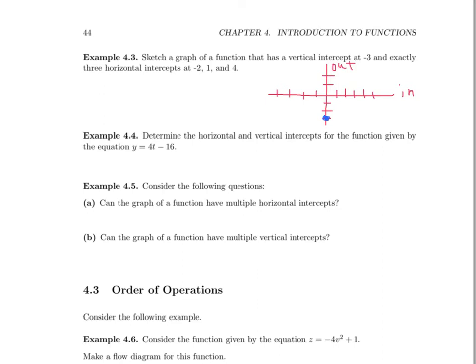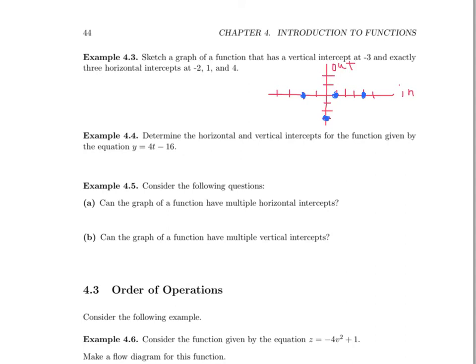The function also has 3 horizontal intercepts at -2, 1, and 4. So the graph has to cross the horizontal axis in those 3 places and only those 3 places. Recall that the graph of a function is a curve. So we have to draw a curve that passes through these 4 points.